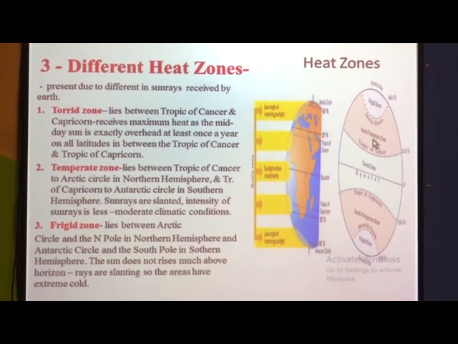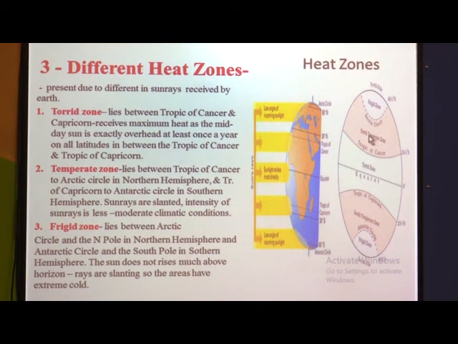See, this is the temperate zone. Okay, the second one, this temperate zone, is located between the Tropic of Cancer and the Arctic Circle in the northern hemisphere. This is the northern hemisphere, and this zone lies between the Tropic of Cancer and the Arctic Circle. Here the sun rays are a little slanted. As the sun rays are slanted in this portion, they receive moderate sun rays, and that's why these areas have moderate climatic conditions.